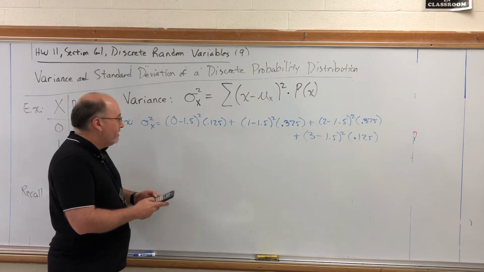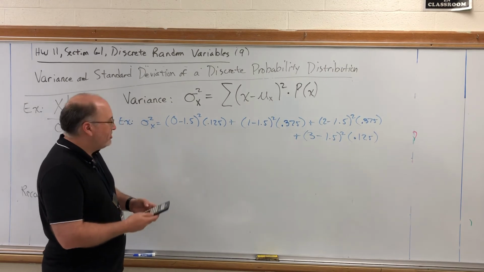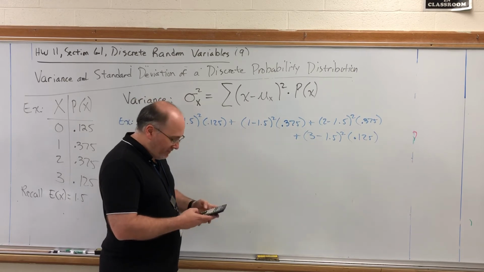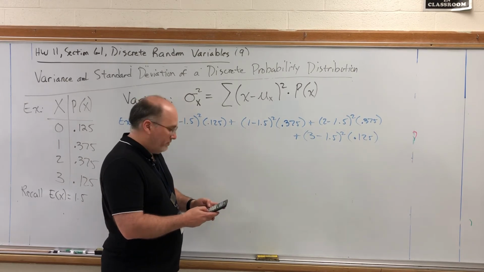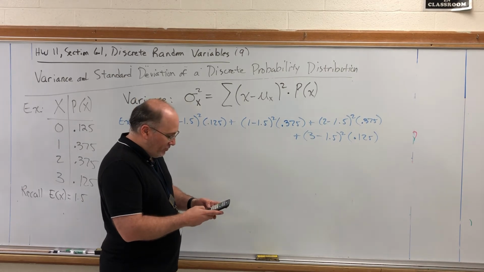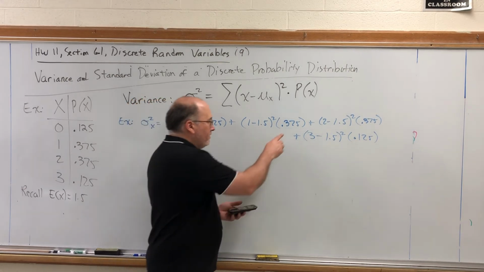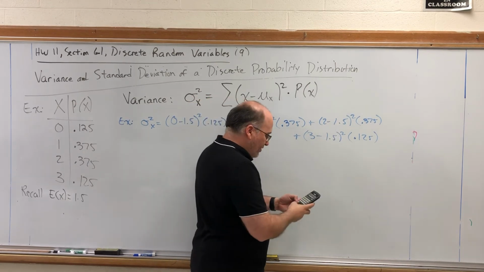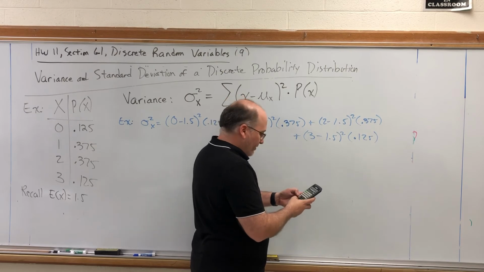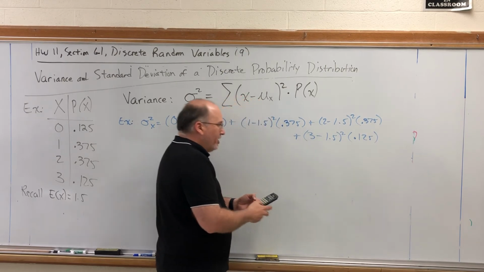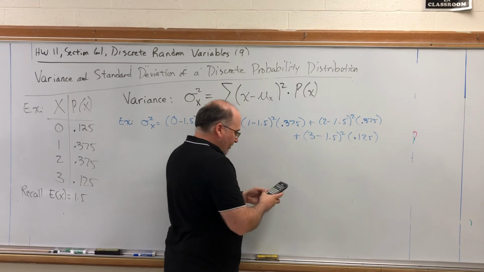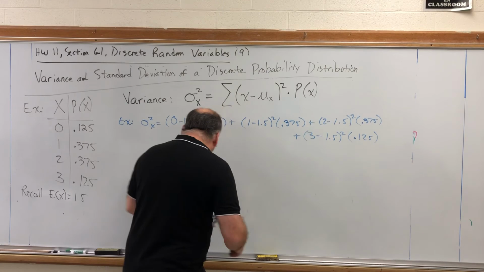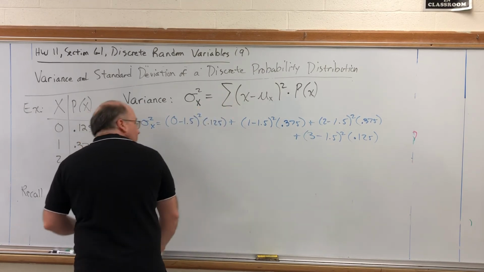So I am just going to put this directly into a calculator, but whatever is best for you to put this in a calculator is how you should do it. I do like taking shortcuts when using a calculator. For example, I know this is negative 1.5, and I also know it's going to get squared, so it doesn't matter that it's negative. 1.5 squared times 0.125 plus, this difference is negative 0.5, but I'm squaring it, so it doesn't matter that it's negative. 0.5 squared times 0.375, plus, this difference is 0.5, so 0.5 squared times 0.375, plus, this difference is 1.5, 1.5 squared times 0.125, and I get a value of 0.75.